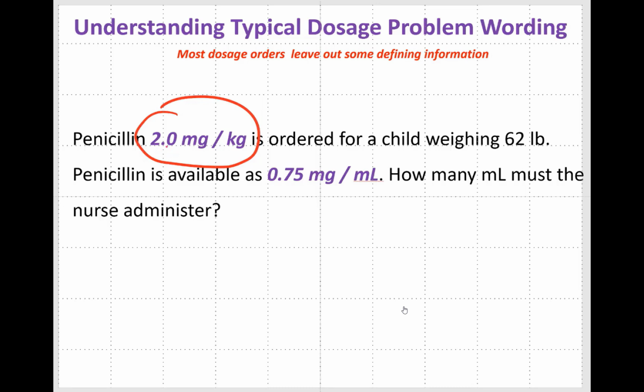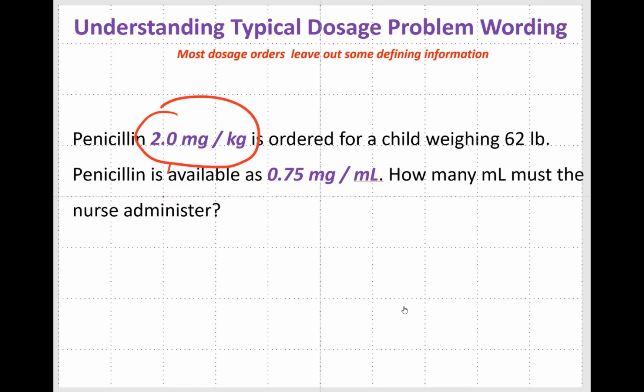The way that this is worded is penicillin 2 milligrams. This means 2 milligrams of penicillin. This per kilogram is kilograms of body weight. So typically when you do child dosing, it's going to be some amount of medicine per the body weight of the child so that they get exactly the right amount of medicine for their weight.